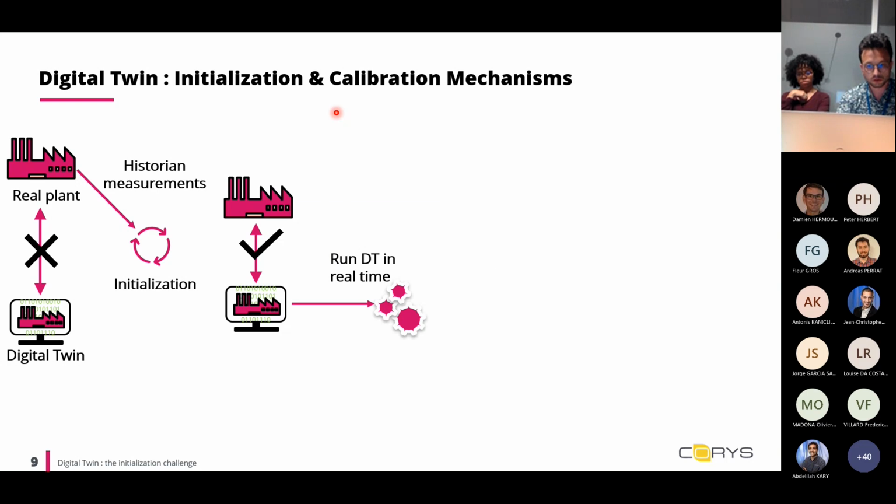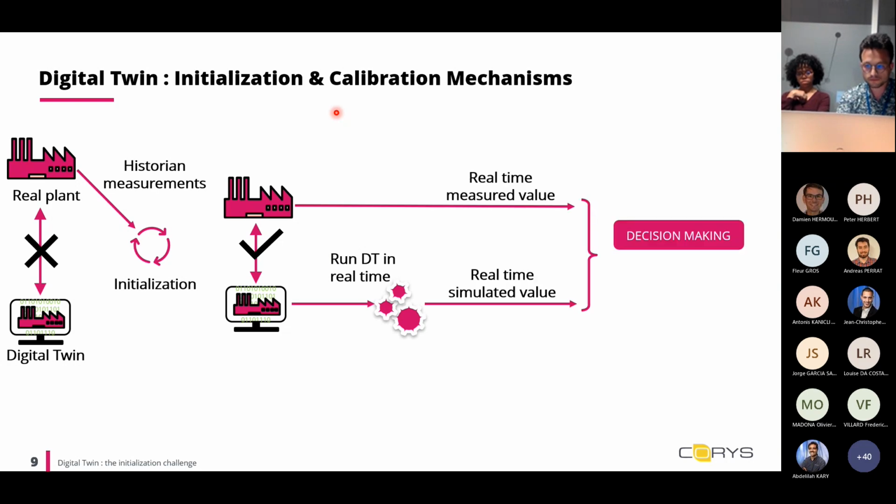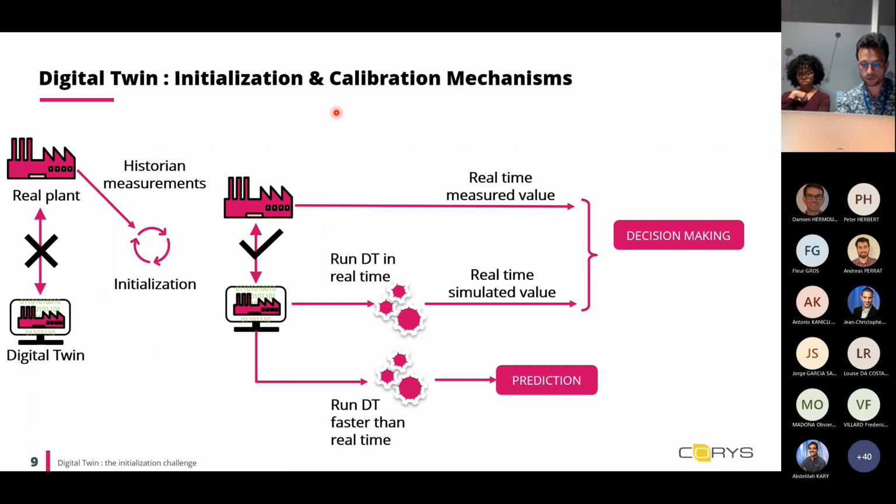First, you could run the digital twin in real time and do some decision making by comparing the value of the digital twin with the value of the real plant. Basically, if the value of the real plant goes on one side and the digital twin on the other, maybe there is something strange, and we could say to the operator, the behavior is strange. Have a look at these values because they don't seem to be correct. We could also run the digital twin faster, and we could do prediction. So that's the kind of what-if analysis.